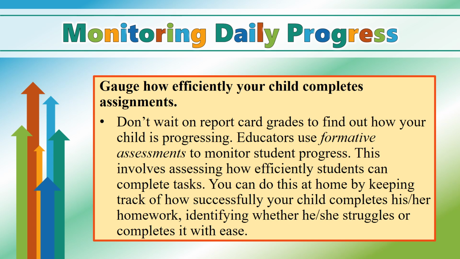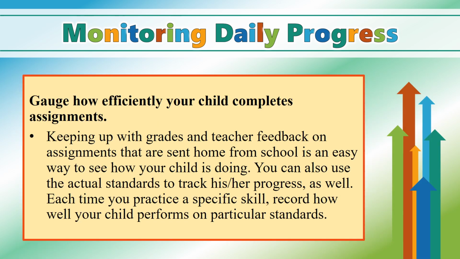Gauge how efficiently your child completes assignments. Don't wait on report card grades to find out how your child is progressing. Educators use formative assessments to monitor student progress. This involves assessing how efficiently students can complete tasks. You can do this at home by keeping track of how successfully your child completes his or her homework, identifying whether he or she struggles or completes it with ease. Keeping up with grades and teacher feedback on assignments that are sent home from school is an easy way to see how your child is doing. You can also use the actual standards to track his or her progress as well. Each time you practice a specific skill, record how well your child performs on that particular standard.